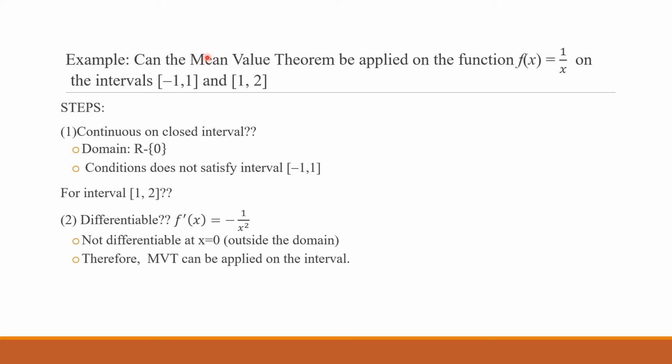Here, he didn't ask me about the x values that satisfy the mean value theorem. If he asked me about it, I would have found it using the equation, but here he didn't ask. He was just asking if the theorem is applied or not. So here I told him the theorem can be applied on the second interval, which is 1 to 2, but it cannot be applied on the first interval, which is -1 to 1.